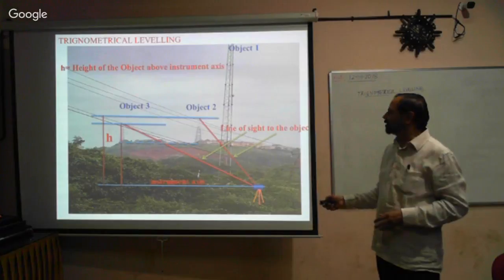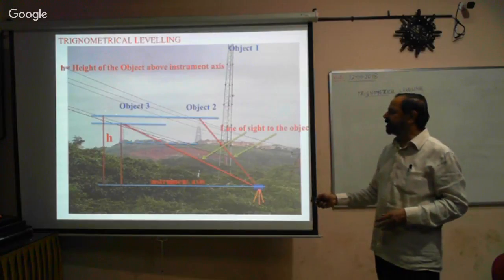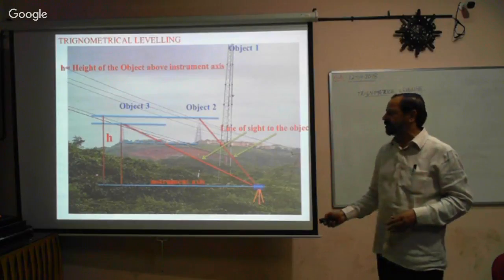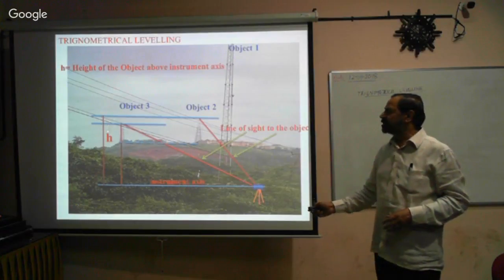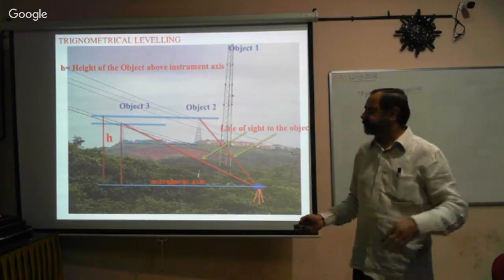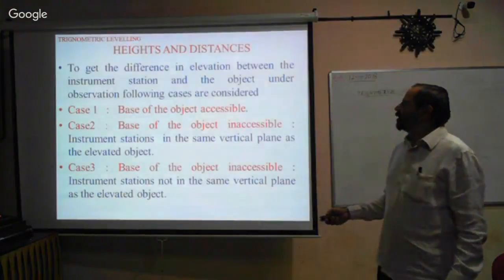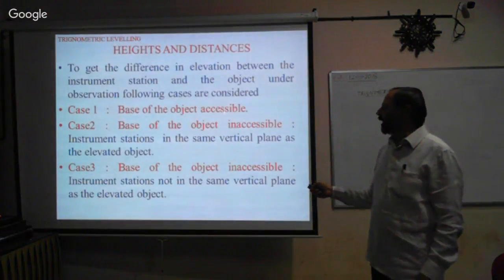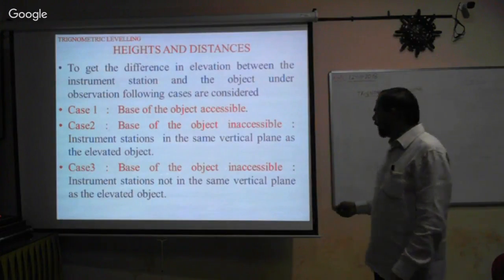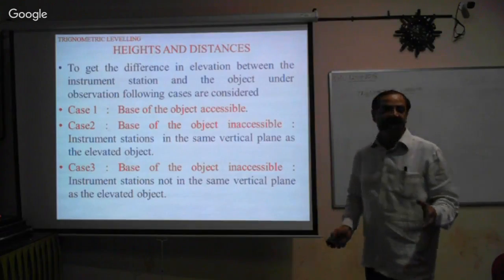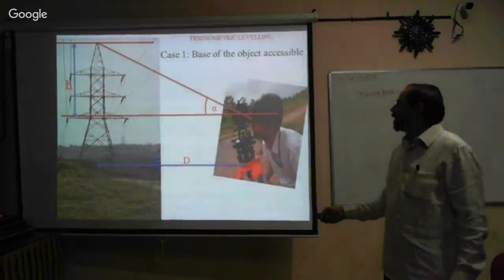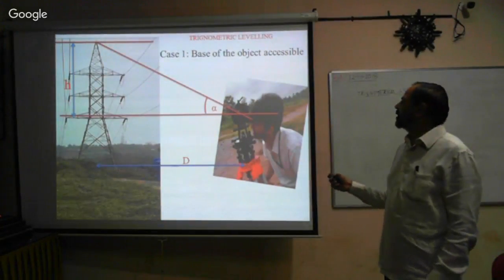Now, please note, the elevation of the object is always calculated with respect to the instrument axis. This h is the height of the object above the instrument axis when the instrument is level. Now, this is classified as: base of the object accessible, base of the object inaccessible, and base of the object inaccessible but not in the same vertical plane. I will come back to this.